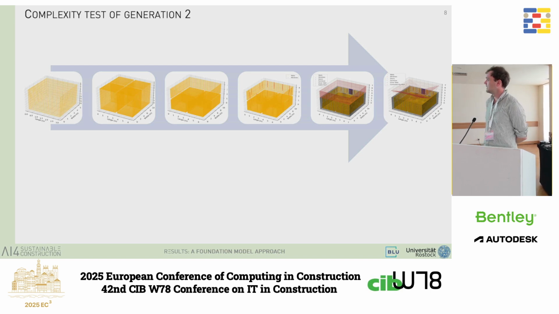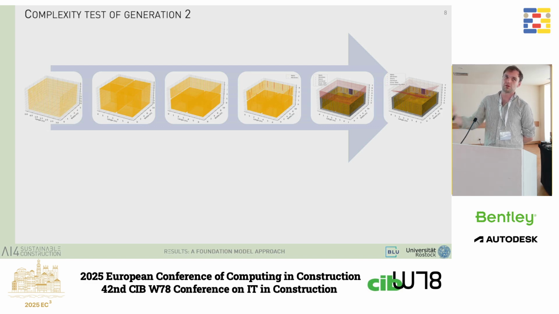The next test was the complexity of generation 2. It's called this because we started with an easy object, a rectangle object. Afterwards, we took the rectangle object and expanded it to 4 rooms in one space. And afterwards, we took the first space into a second space upwards. Then we go into objects.